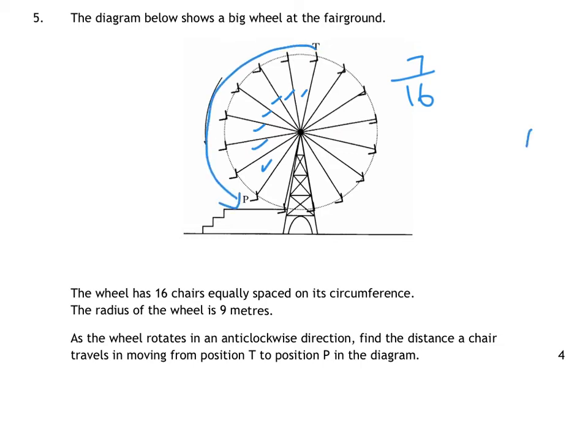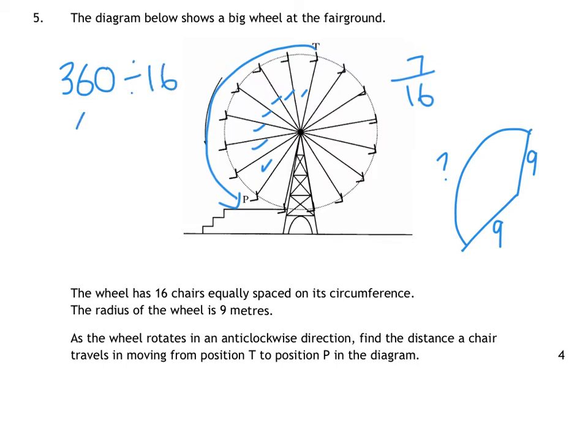So I'm just going to draw a little sketch of what's going on. So it's looking for this arc. We know the radius is 9, so our radius is 9. We need to get that angle in the centre. Now to get the angle, you're going to do 360 divided by 16, because there's 16 chairs. And then we're travelling through 7 of them, so you'll times that by 7. And we get an angle of 157.5. So this is what we're working with.